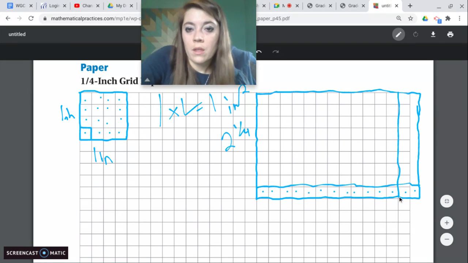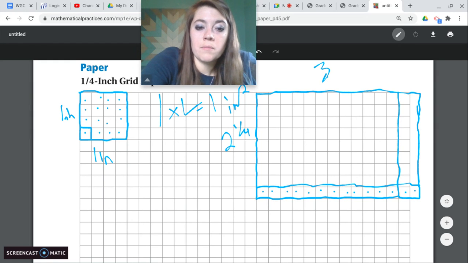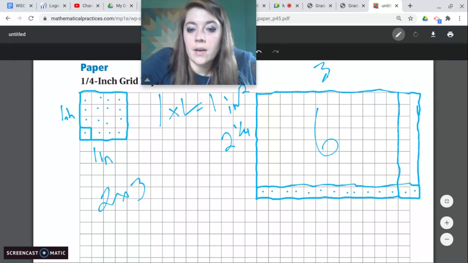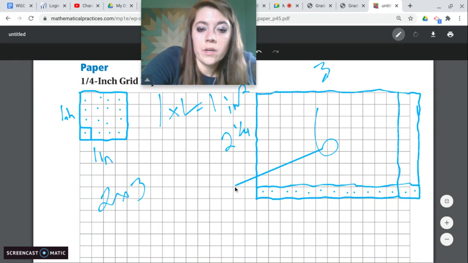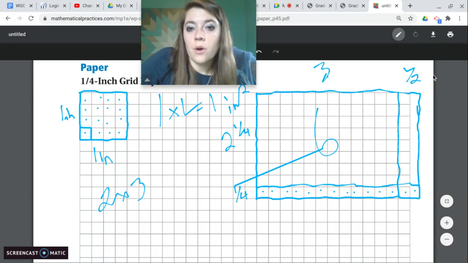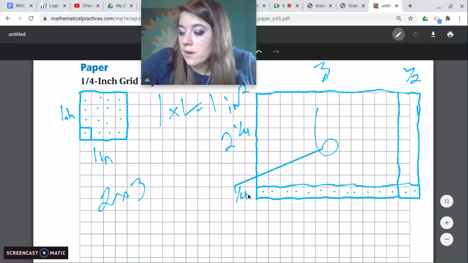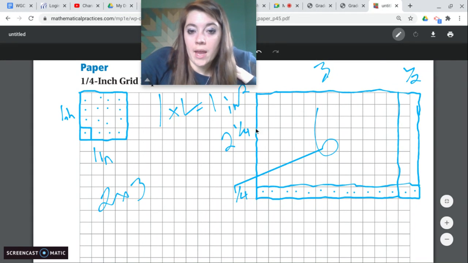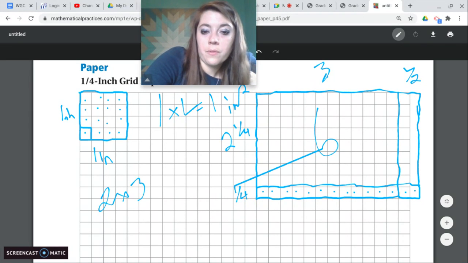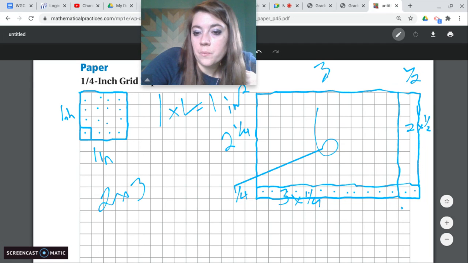So 2 times 3 is 6. So this is all 6 right here. Here we have a 1/4, and here we have 1/2. So multiplying a 1/4 and a 1/2 together, or multiplying 3 times a 1/4. So 3 times 1/4. This is going to be 2 times 1/2. And this is going to be 1/2 times 1/4.